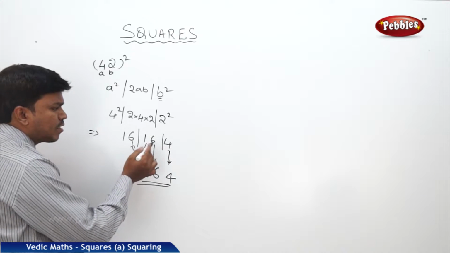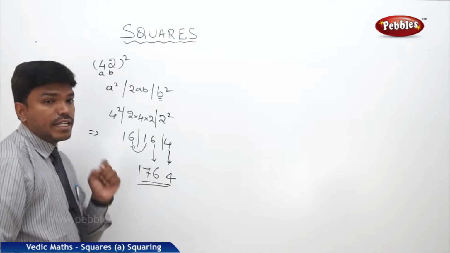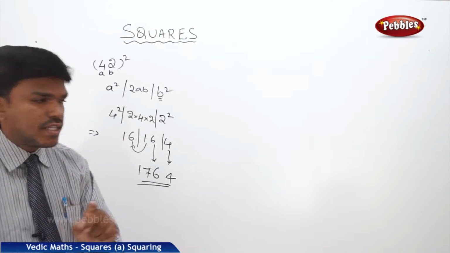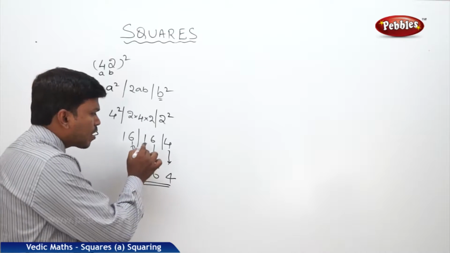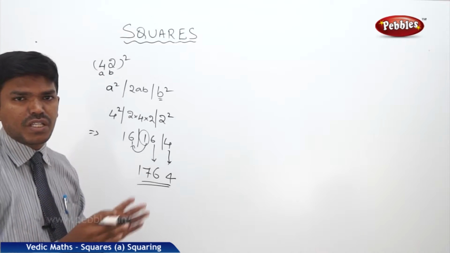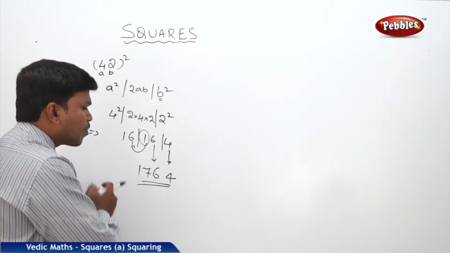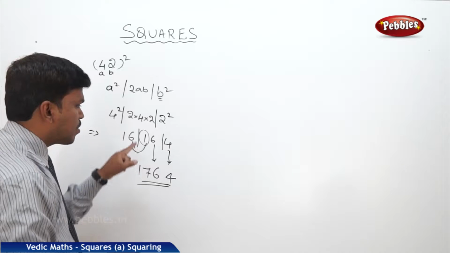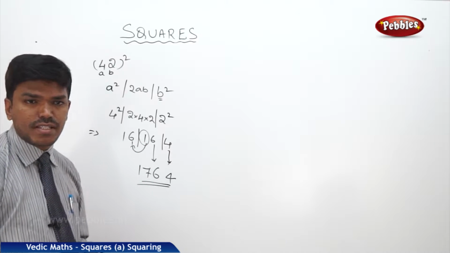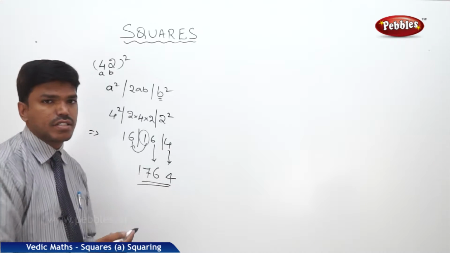Now coming to the next number, that was 16. In 16 I will drop the ones place digit, that is 6, drop it as it is, and whatever the remaining digit is, either a tens place or a hundreds place, just carry it forward to the next part of the answer. So 1 will be carried to the next number, that is 16. So 16 plus 1, 17. So my answer is 1764.